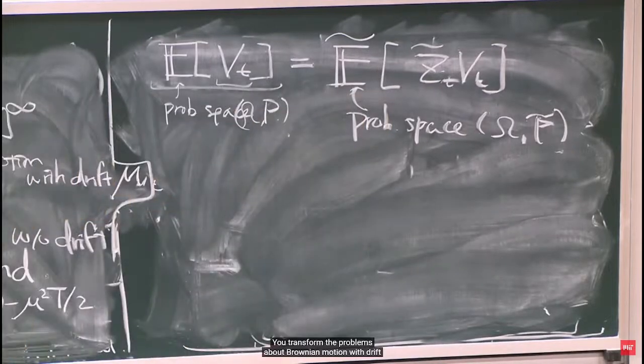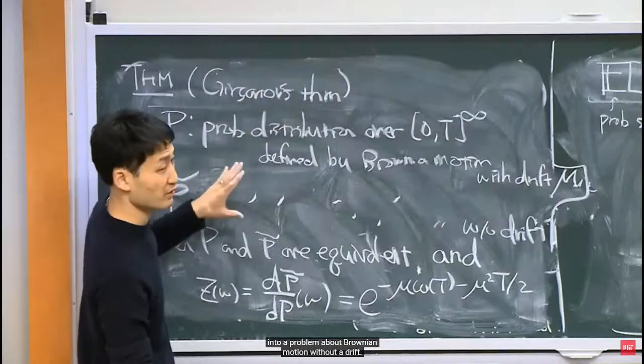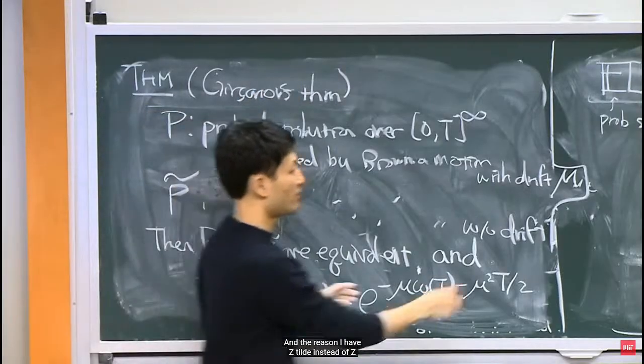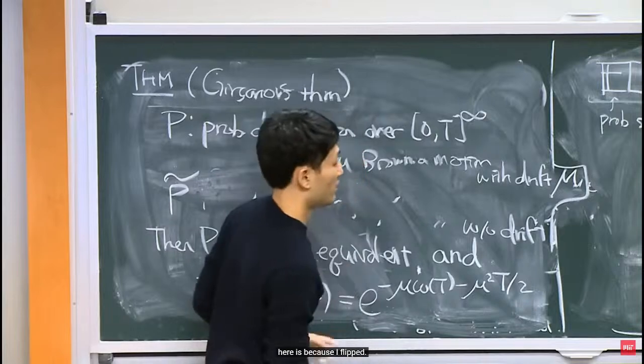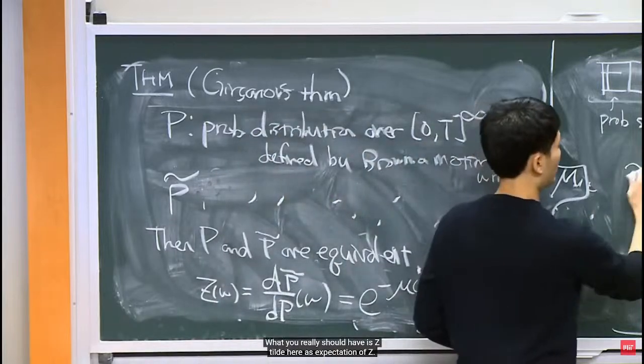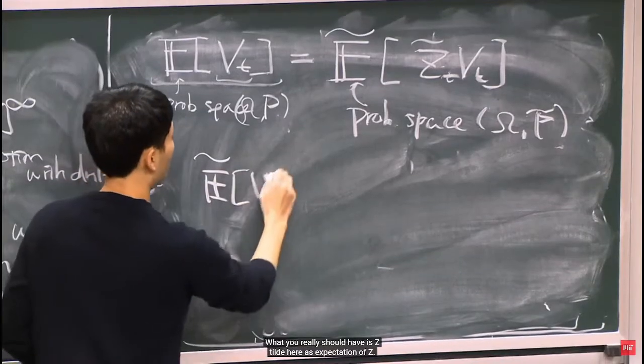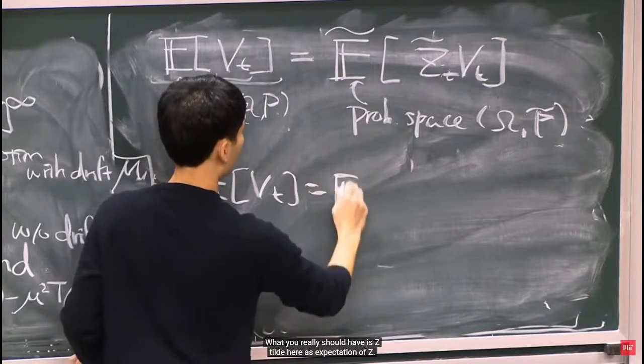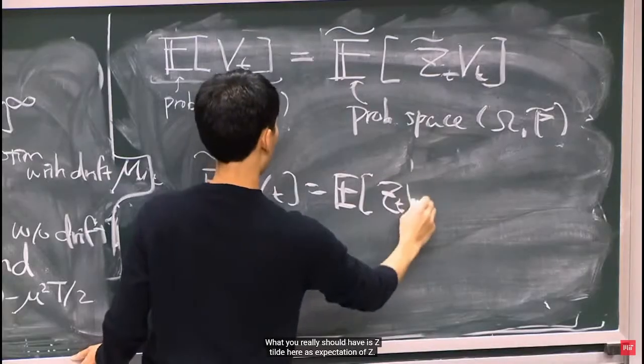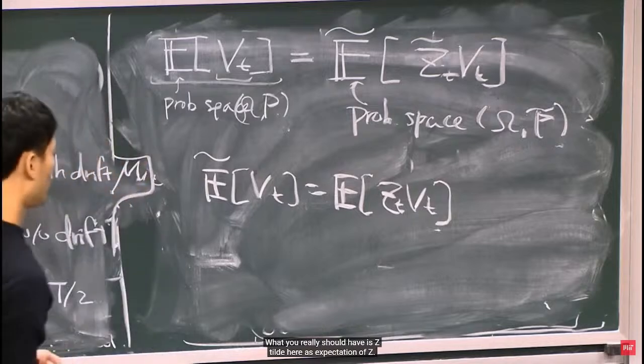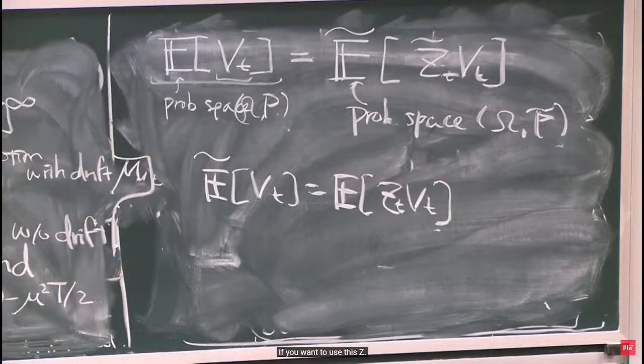So you transform the problems about Brownian motion with drift into a problem about Brownian motion without a drift. And the reason I have v tilde instead of z here is because I flipped. What you really should have is e tilde here, the expectation of z, if you want to use this z.